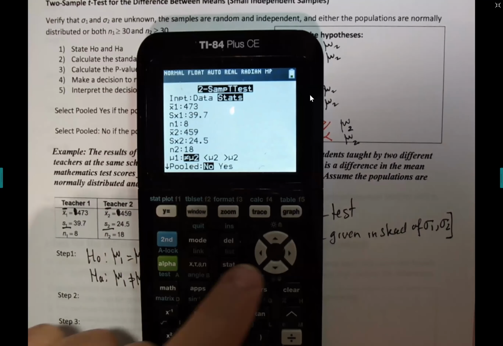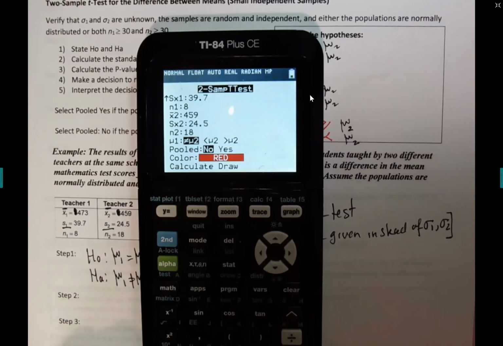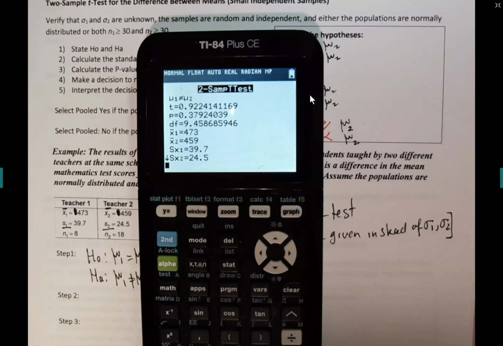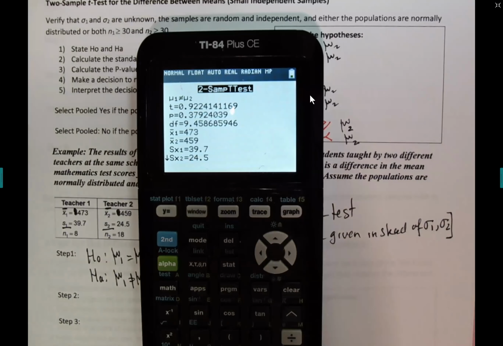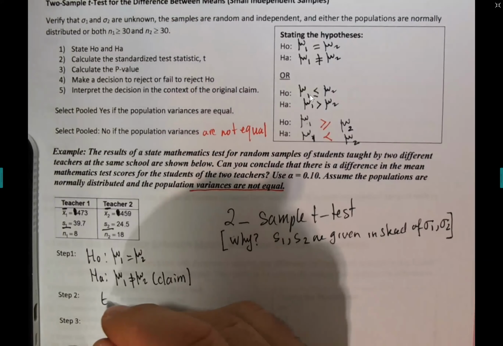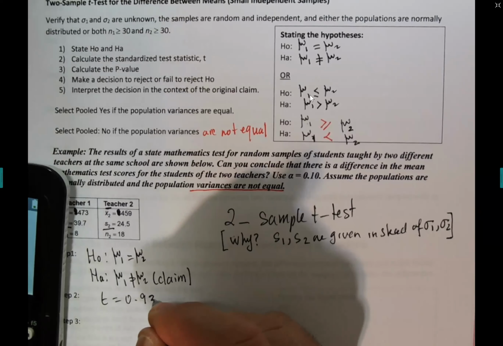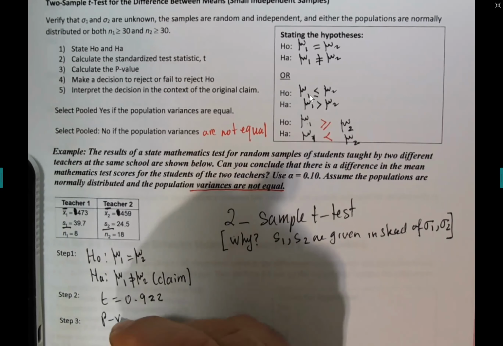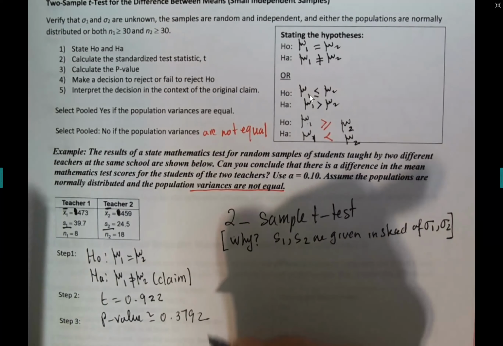Okay, and then scroll down, guys. There's an arrow, and then okay, this is a 2-tailed test. So if I hit calculate, watch what happened. Oh, T is 0.92, and look at the p-value is 0.3792. T is usually 3 decimal places, so I have 0.922. P-value is 0.3792. And I'm done with the calculator.